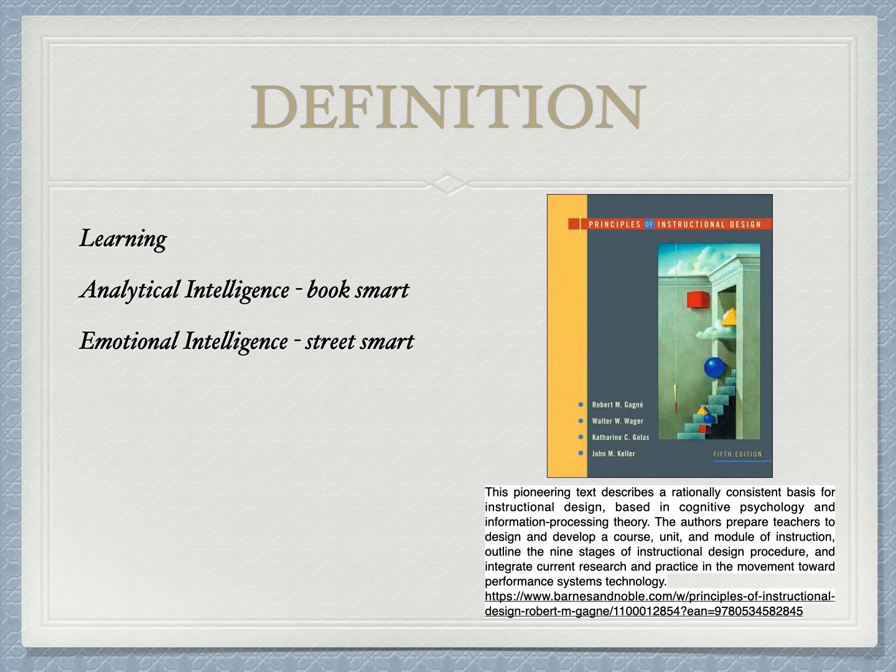There are two major types of learning, analytical and emotional, or cognitive and non-cognitive, or the many other dichotomies that we described in previous podcasts. In this classic text by Gagne, he describes nine steps in the learning process that includes both analytical and emotional intelligences.